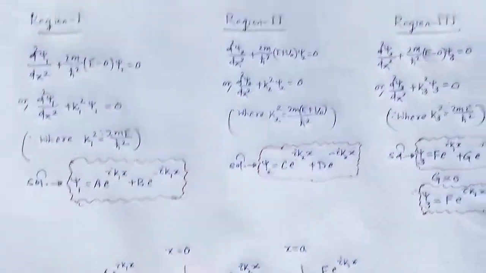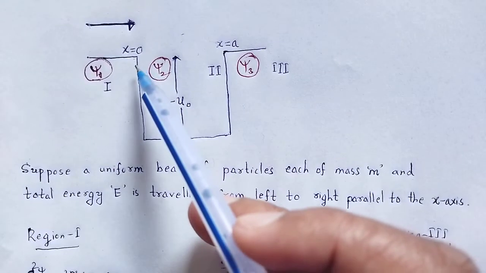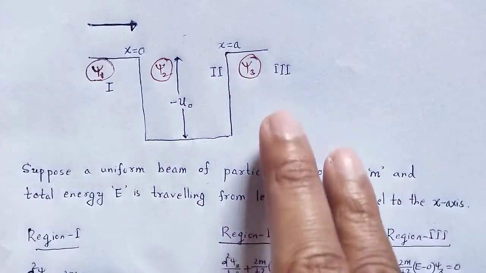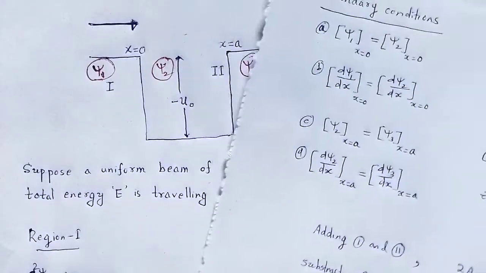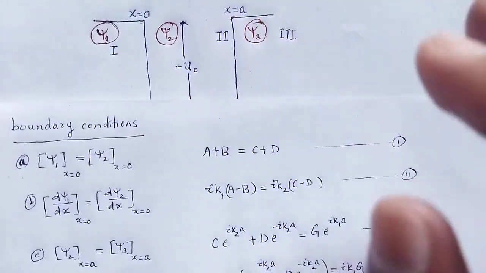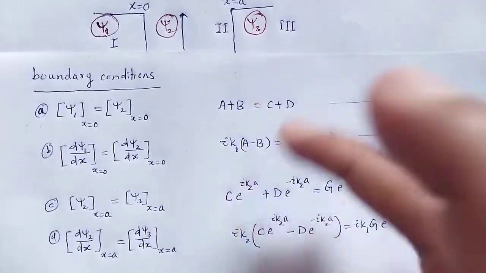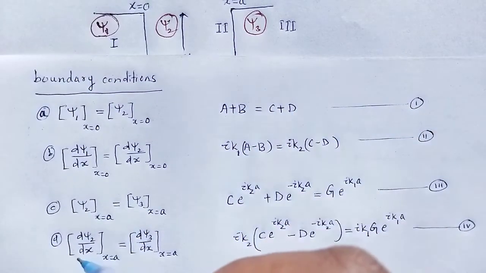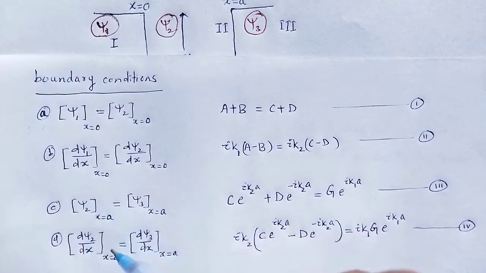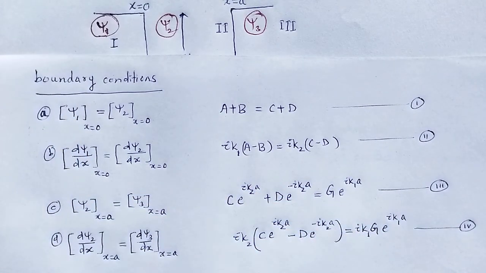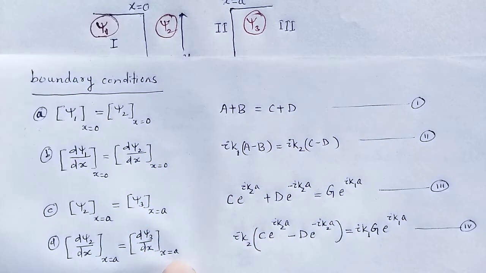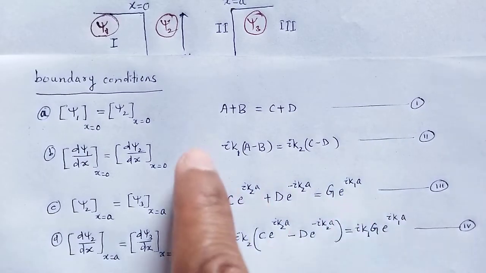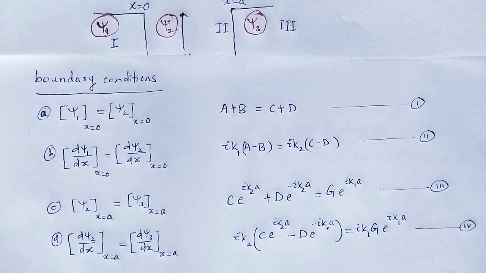Look here, this is the region. First we use the boundary condition at x is equal to 0, then we use the boundary condition at x is equal to a. In case of x is equal to a, psi 2 at x equal to a is same as psi 3 at x equal to a, and its differentiation also at x is equal to a will be the same. These four are the boundary conditions. According to these four boundary conditions, we have to derive four equations respective to these boundary conditions. So what are these equations?